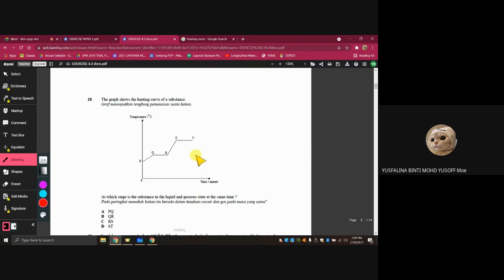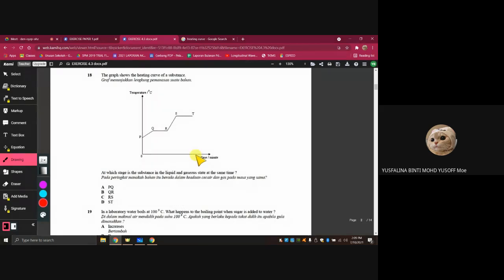Okay, so the next question. At which stage is the substance in the liquid and gas state at the same time? So what's your answer? Yeah, the answer is D, S and T. This is solid, solid plus liquid, liquid, this one is liquid, this is liquid and gas, then after that it will totally become gas.